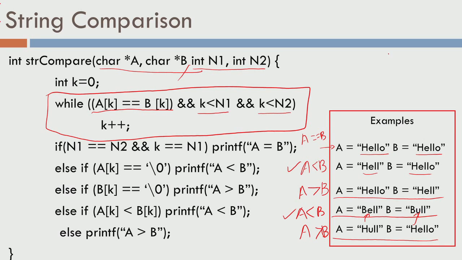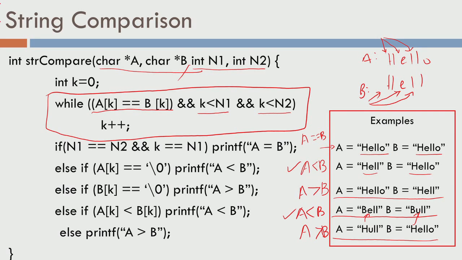So, if I start with, let us say, hello and hell, k is supposed to point to the 0th character of both. Let us say this is my A and this is my B. So, k initially starts with pointing to h, these both are same, I increment k. Now A of k is E and B of k is E, these two are same, then I increment k, now A of 2 is L and B of 2 is L.